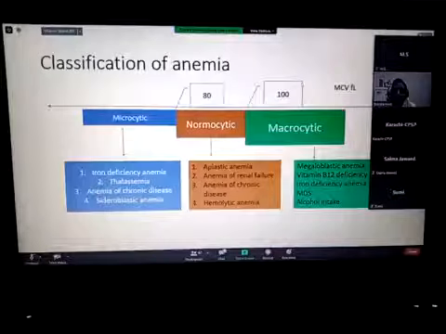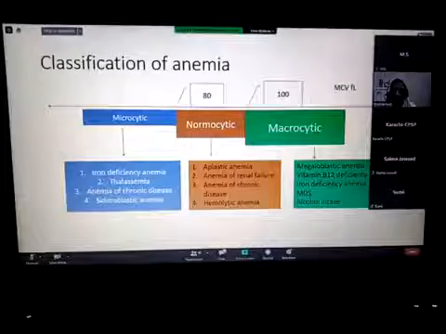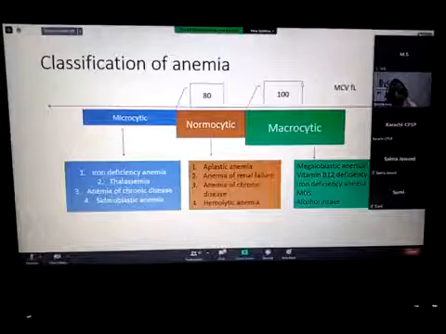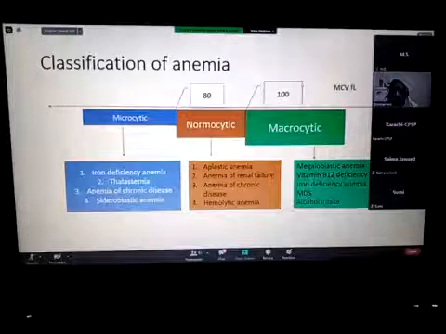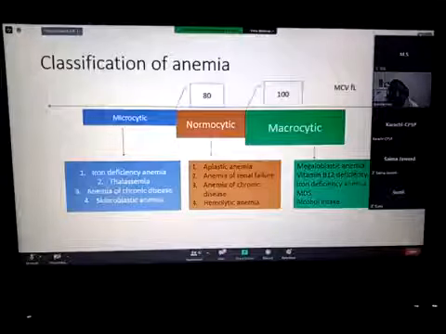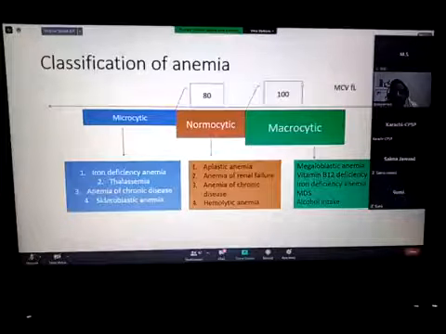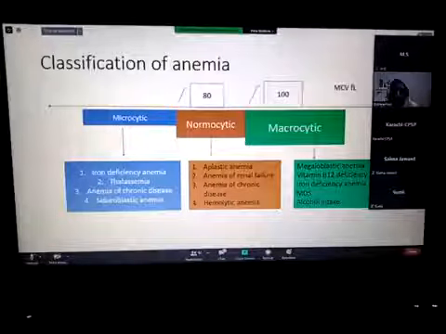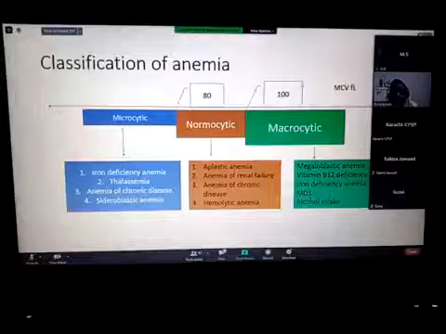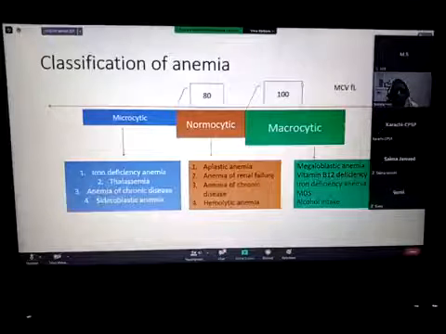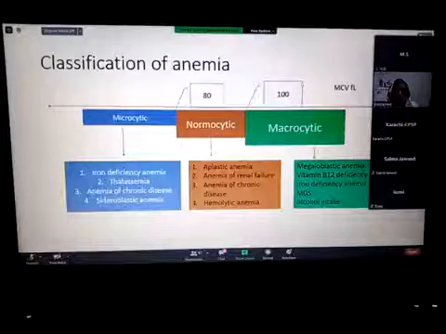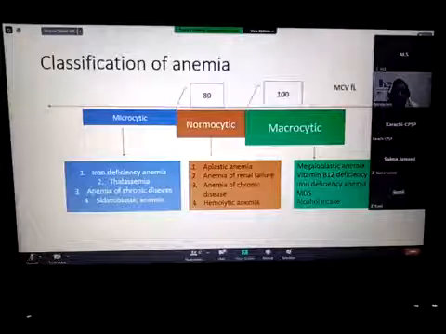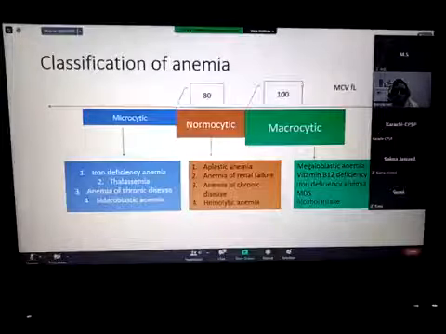So, there are various ways of classifying anemia. And why do we need to do that? Because we need to know how to diagnose the patient. So, we have various ways of classifying anemia so that we can diagnose the patient. Unless we diagnose the patient, we cannot treat him. One of the ways which is very easy for me and for other clinicians to classify anemia is based on mean corpuscular volume, MCV.